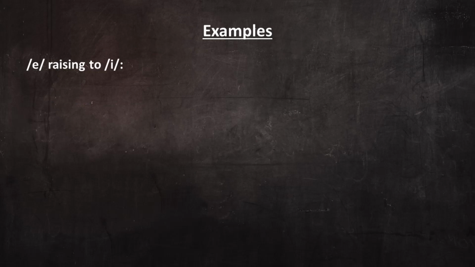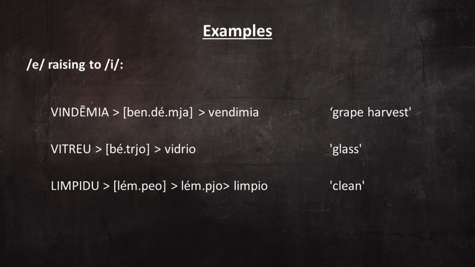Closed E raising to I. These examples are some of the most straightforward and easiest to appreciate. Observe that this intermediate stage of this word has this E sound in this syllable and this Y sound in the following syllable. Metaphany causes the E to be raised to I in this later version. So, vendemia becomes vendimia. Similarly, this intermediate stage has this E in the syllable preceding this Y. Again, metaphany causes the E to raise to I, so vetrio becomes vidrio. Same situation here with limpio becoming limpio.